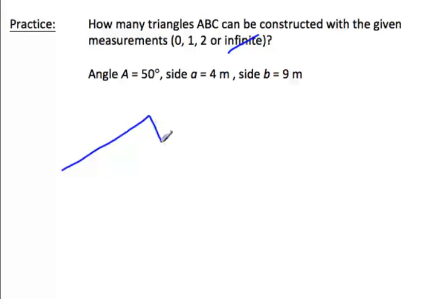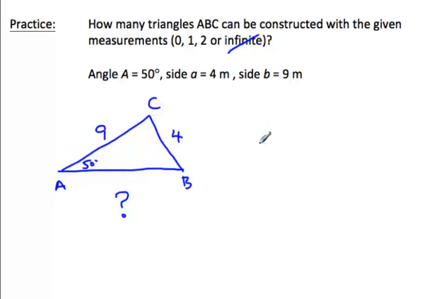If we draw a picture of the information that we're given, we call this angle A, and we label that with 50 degrees. Side B has length 9, side A has length 4. And the question is, does this triangle exist at all? Are there perhaps more than one triangle that are consistent with this information?